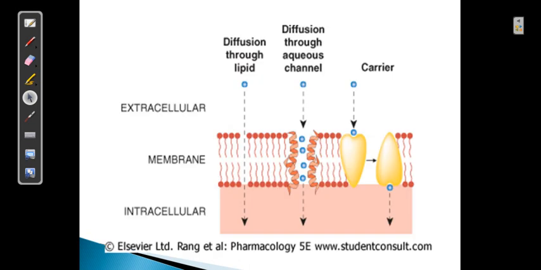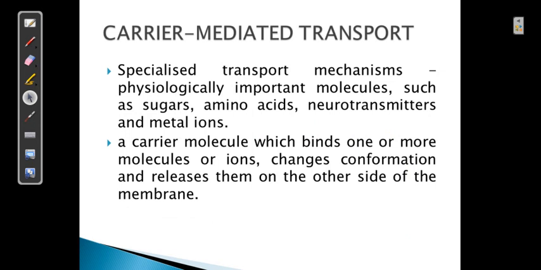So this is the diagrammatic representation: drug diffusion through the lipid, drug diffusion through aquaporins, and the carrier mediated transport system. Now the carrier mediated transport system is a specialized transport system meant for physiologically important molecules like sugars, amino acids, neurotransmitters and metal ions. Here these physiologically important molecules bind with the carrier molecule, undergo a conformational change, and are released on the other side of the membrane.